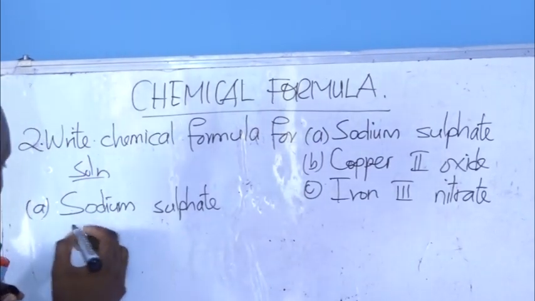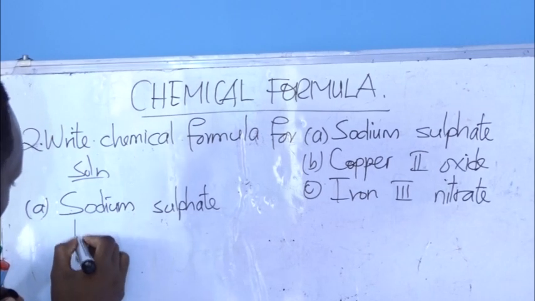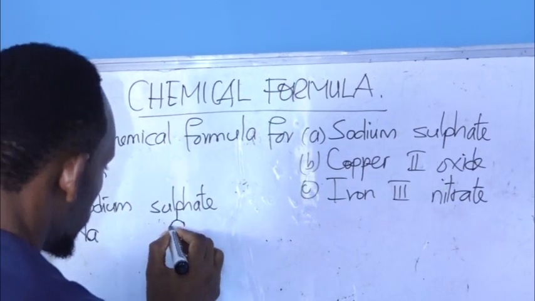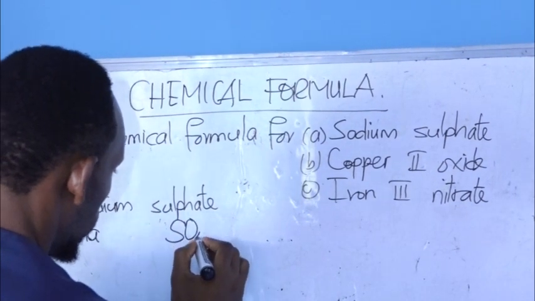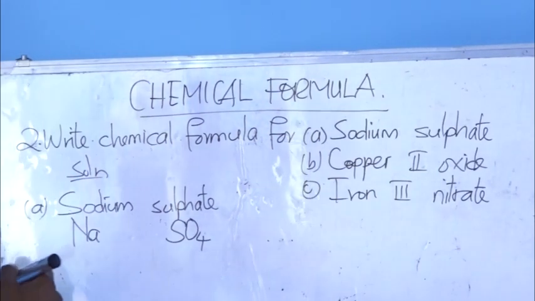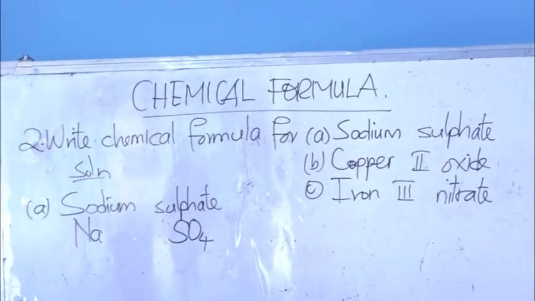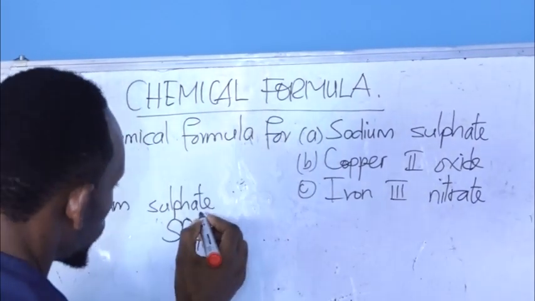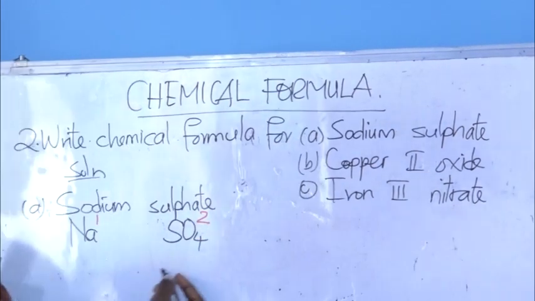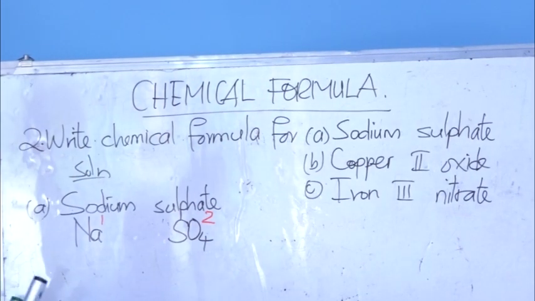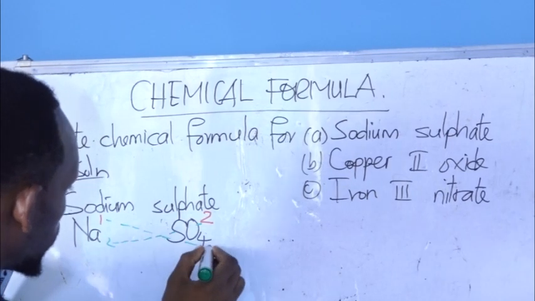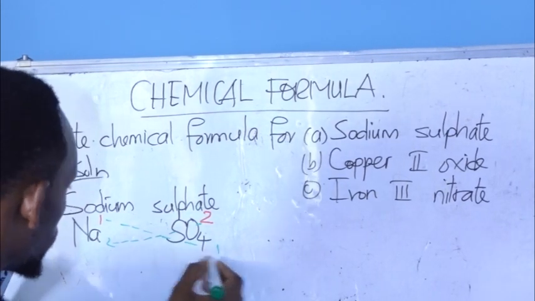The chemical symbol for sodium is capital letter N, small letter a. For sulfate, this is the radical SO4. Now we include their valences. The valence of sodium is 1. The valence of sulfate is 2. Step number 3, interchanging the valences. So the 2 will go there, and the 1 will go there.